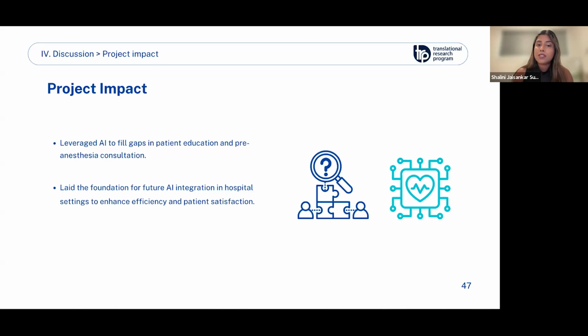Our Capstone project has had a significant impact in several key areas. Firstly, it has highlighted the importance of leveraging AI to address gaps in patient education and pre-anesthesia consultation. Secondly, it has set the groundwork for future integration of AI tools within hospital settings, showcasing the potential for improving efficiency and patient satisfaction.